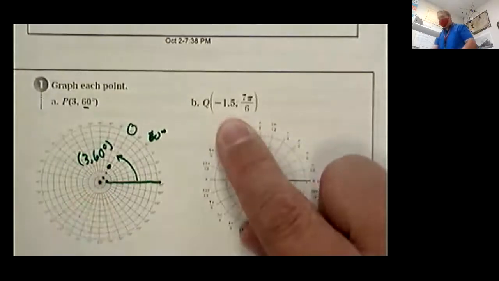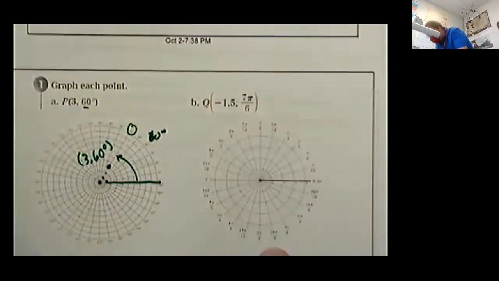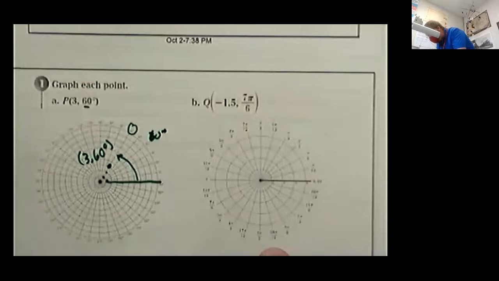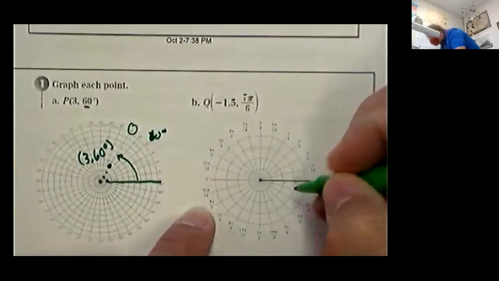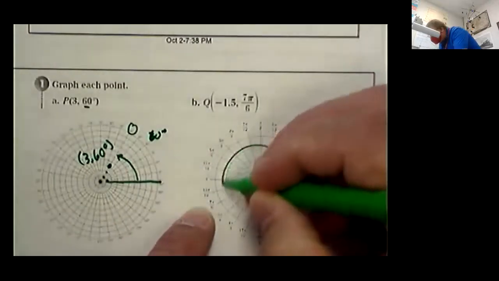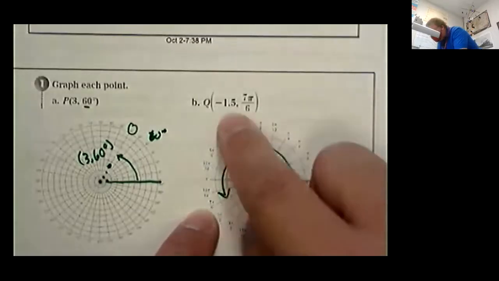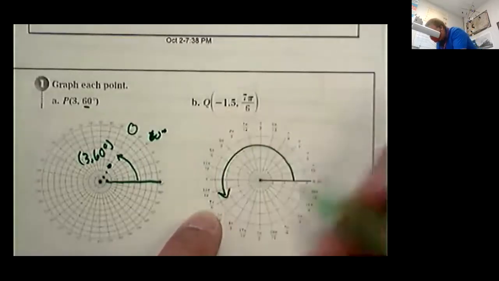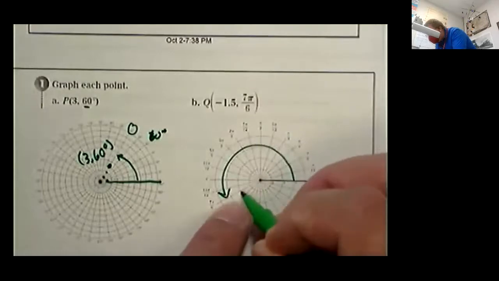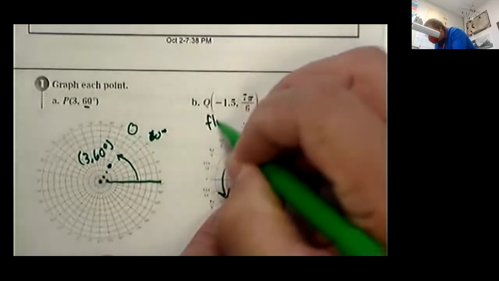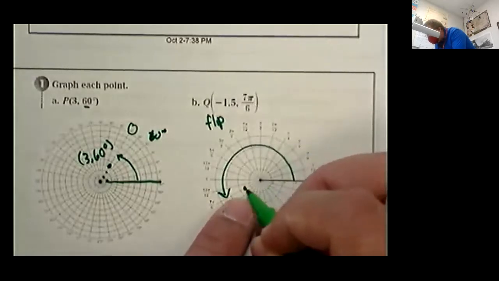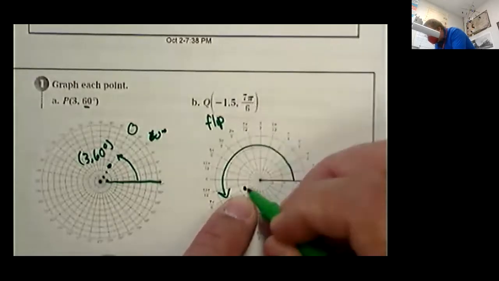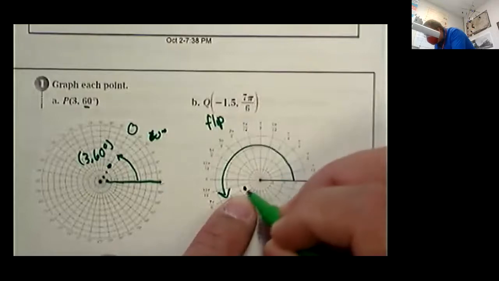What about (-1.5, 7π/6)? So now we're on radian graph paper. Well, here's 7π/6. So we're going to follow that around to be 7π/6. But then our radius is negative. So instead of coming out this way 1.5, this causes a flip. If we look at where positive 1.5 would be, it would be there. But because our radius is negative, we're going to flip to the other side.